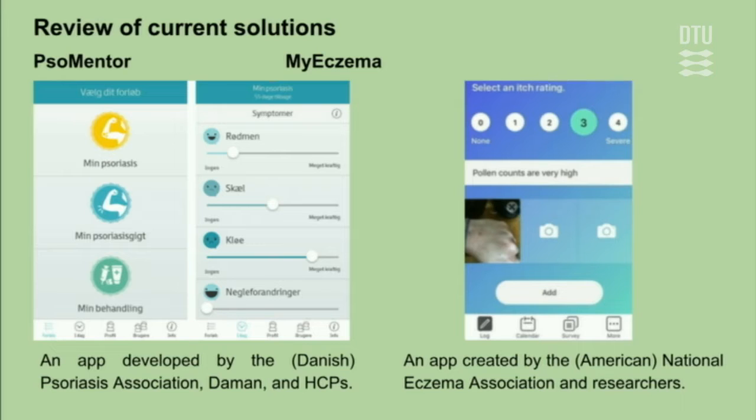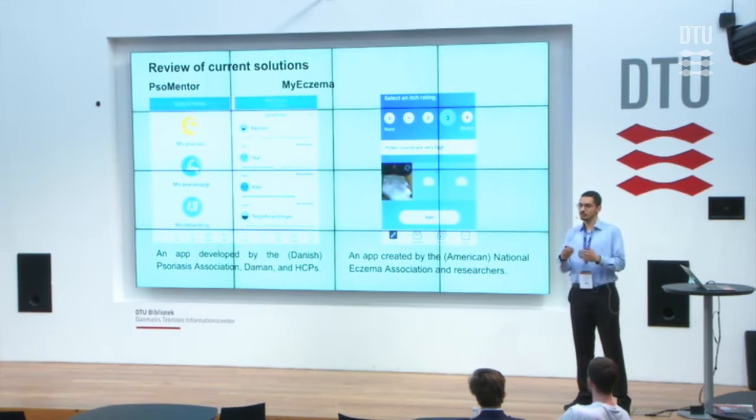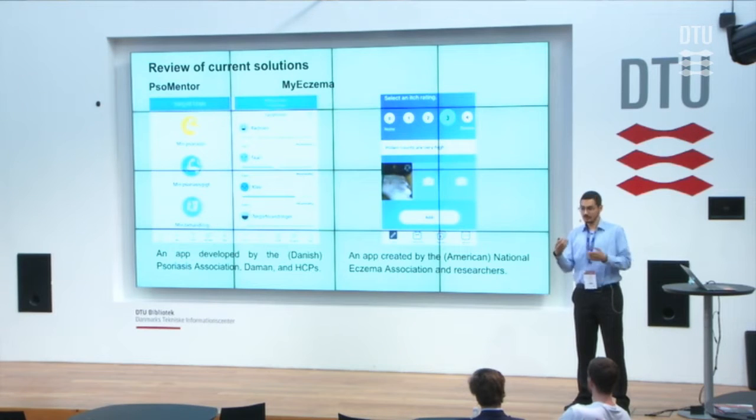Also in America, the National Eczema Association and researchers over there have developed an app where you can take a picture of your skin, you can rank where your symptoms are, and then you can suggest what might have caused this flare-up of the skin disease that I'm suffering from. And then researchers collect these data, look at them, and see if they can find reasons for these flare-ups.